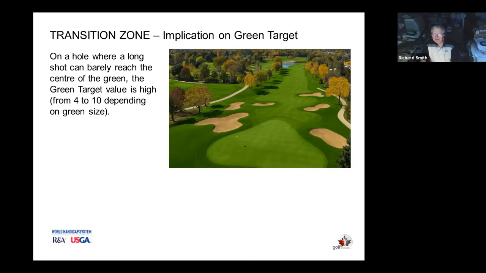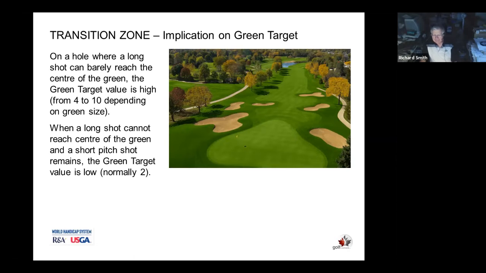So what happens here is we get the transition zone where a long shot can barely reach the center of the green. In other words, the average shot cannot reach the center of the green, but certainly it's possible that some of the longer than average shots might get onto the green. So those, the green target would be high, anywhere from 4 to 10, depending. But if that long shot cannot reach the center of the green and you're left with a short pitch or chip shot, that's going to normally just give you a little 2 value in your green target table.